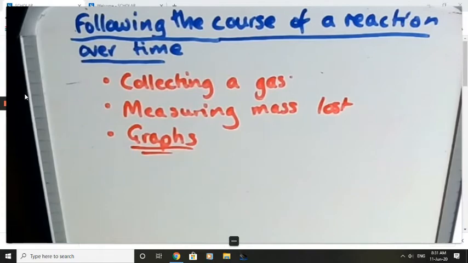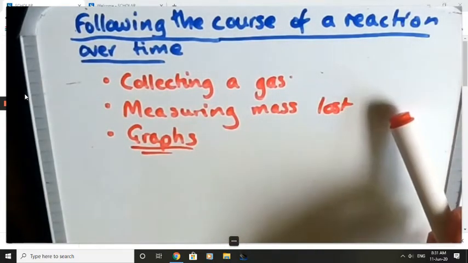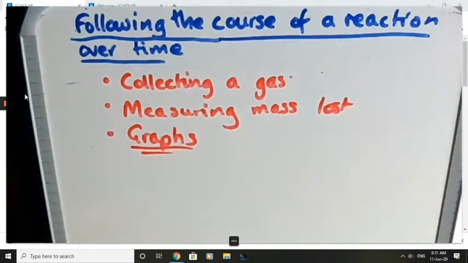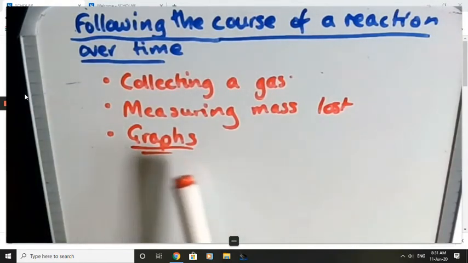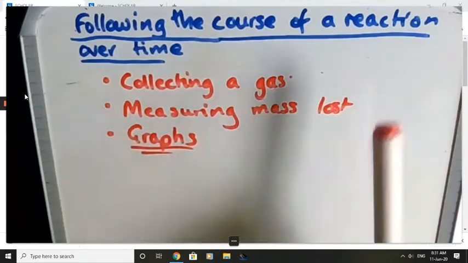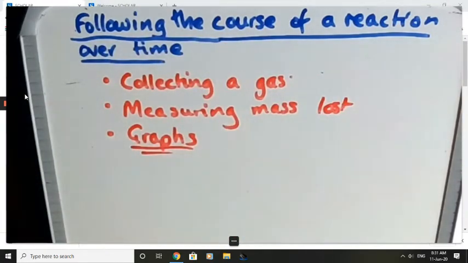What we're going to do is look at two different methods for doing this. We're going to look at collecting a gas and measuring mass lost, and I'm going to show you how to draw a diagram for both of those reactions. And then we're also going to look at the graphs produced when we follow the course of a reaction over time, and there's a few different things you need to understand about these graphs.